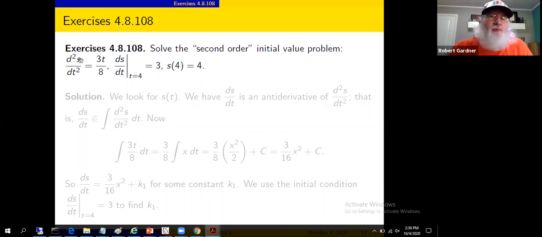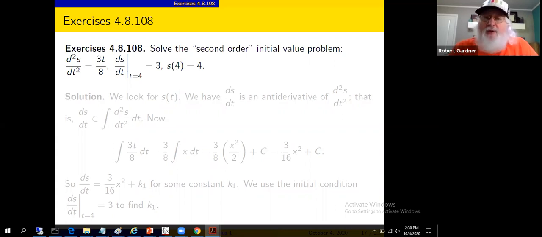You're told the second derivative of s with respect to t is 3t over 8. You're told the first derivative of s with respect to t evaluated at t equals 4 is 3. And you're told s evaluated at 4 equals 4. So we were given position, and I think they're getting at s representing position. Let me talk about it like that.